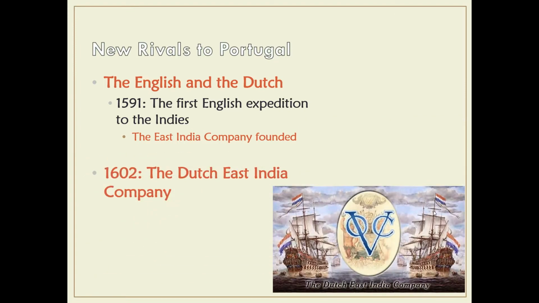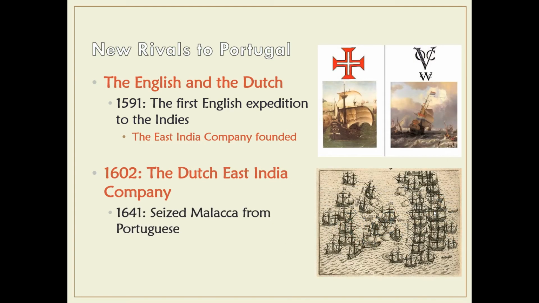In 1602, you have the Dutch East India Company established, and basically by 1641, they have themselves seized Malacca from the Portuguese. You have Portugal no longer having control of the East Indies, and the East Indies become known as the Dutch East Indies from here into the 19th century.